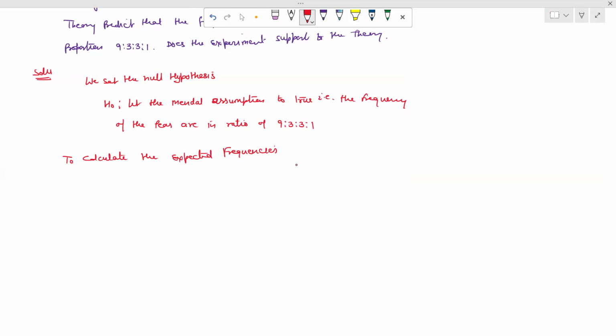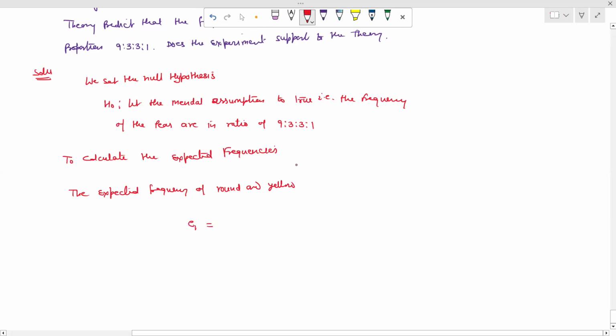So first we obtain the expected frequency of round and yellow. What is the expected frequency? That is E1. The first ratio is 9 out of 556. The total sum of the ratio is 16. When we simplify this, it gives us 312.75. We round the figure, that is 313.